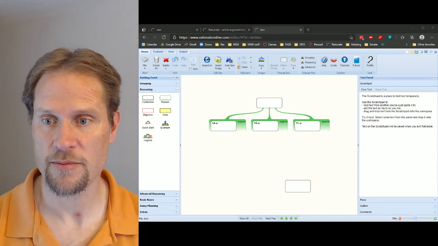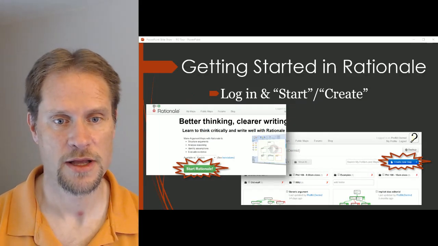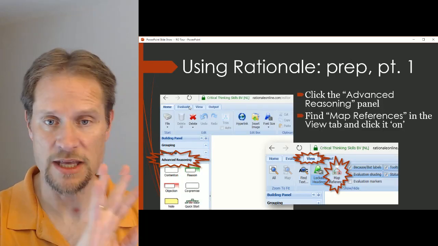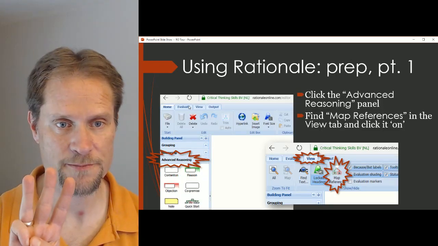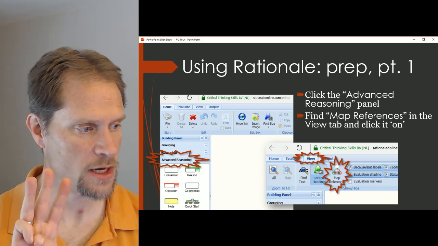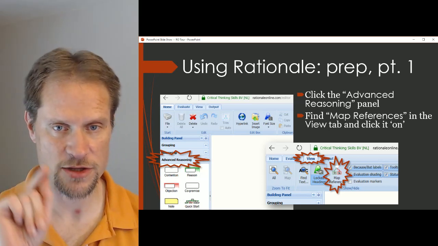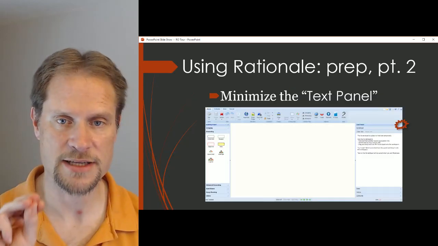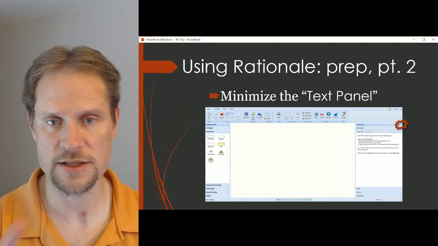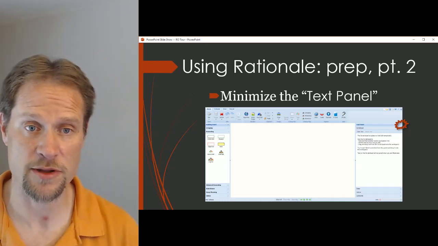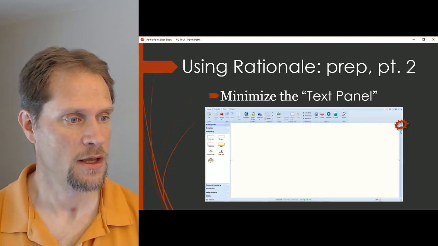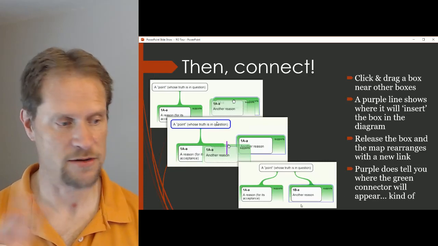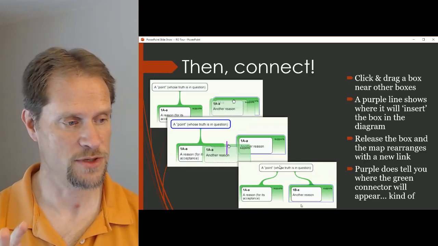So let me flip back to my PowerPoint and I'm going to flick rapidly through. You should see all these things, right? So we did these 3 steps when we first signed in. We minimized, we clicked advanced reasoning so we could use those sexy boxes. We turned on map references and we minimized the text panel to give ourselves the maximum working space so you don't have to squint at really small stuff when you build a big or wide map. And then we built stuff by dragging things out and we learned how to attach things to each other.